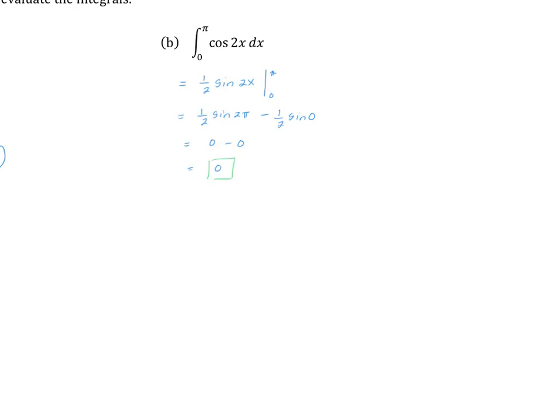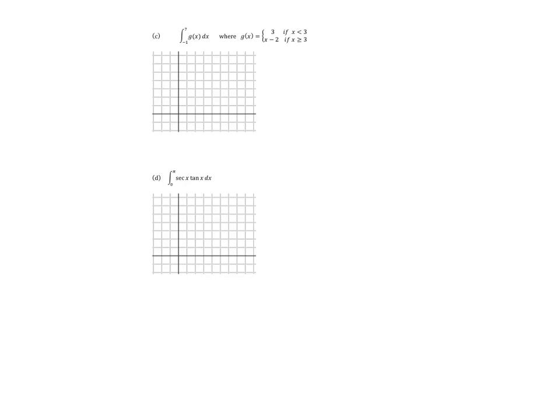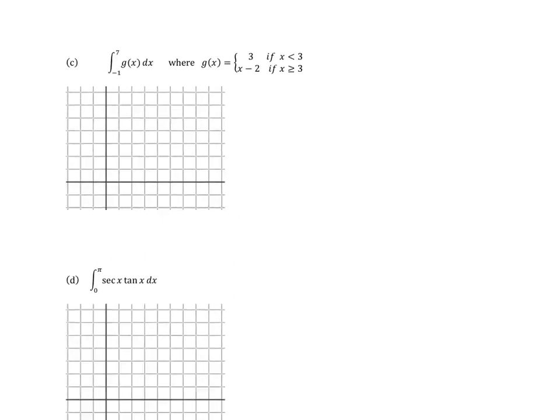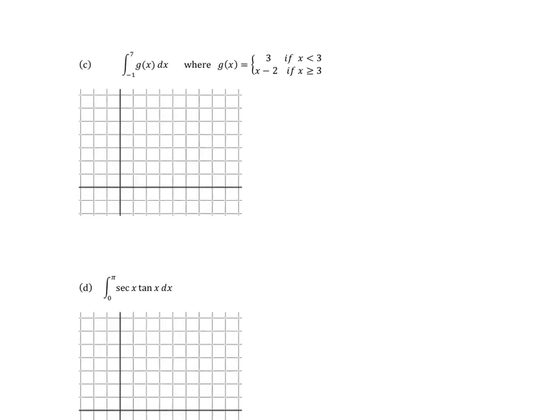But this is so nice, right? Because now we don't have to create areas and look at it geometrically, or use properties. We can just use our fundamental theorem of calculus. We still have to be a little bit careful.